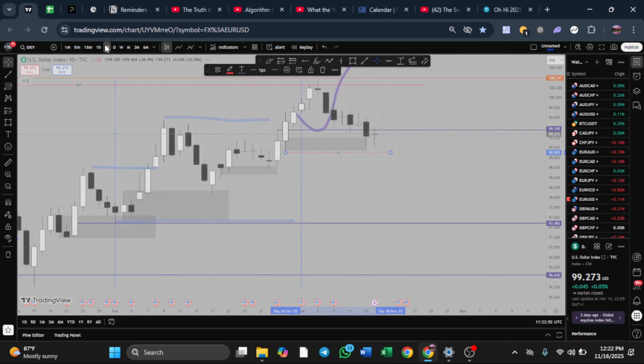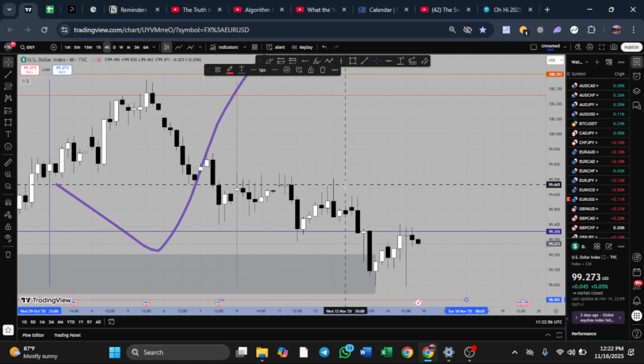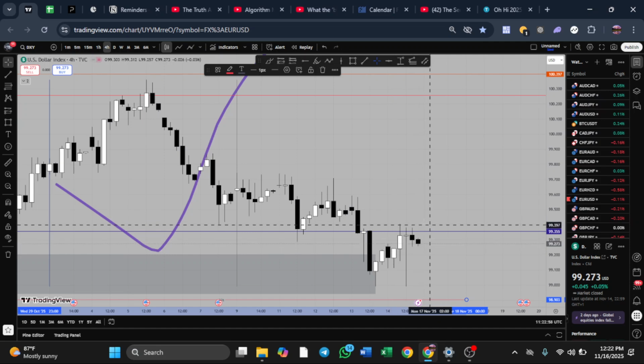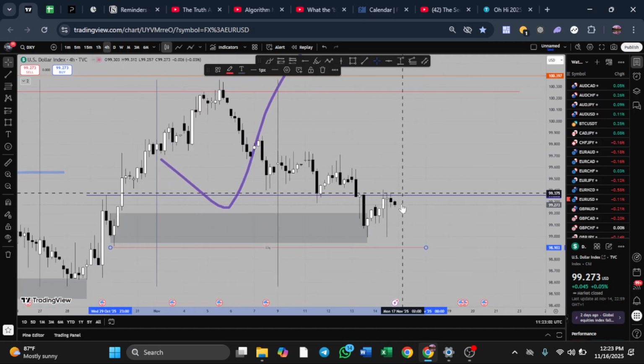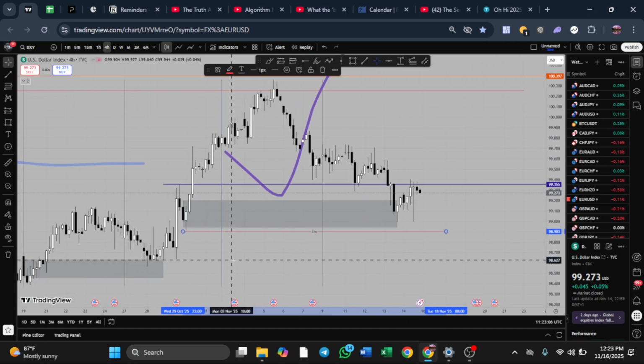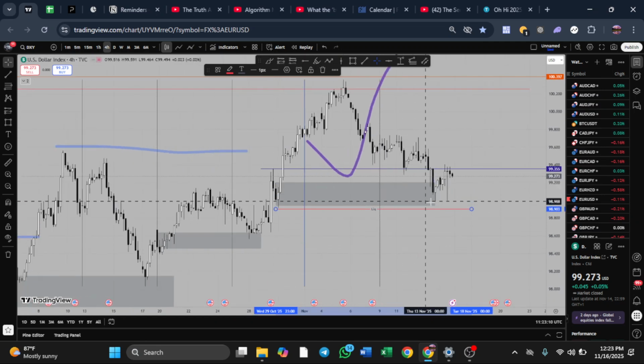While on the 4 hours it is bearish, as you can see, continuous lower lows, lower highs. So what we expect here is that I think it should push to the upside, but I'm more or less looking at this as liquidity. Yeah, so that should be liquidity.